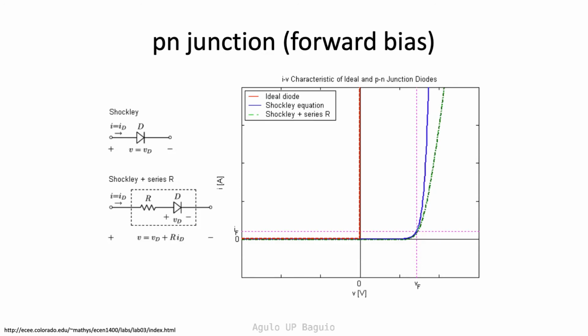If we model the diode with an internal resistance R, then the behavior of the current with respect to voltage is depicted by the green curve. The slope of the curve is slightly tilted, and the tilting is an effect of the internal resistance of the diode.